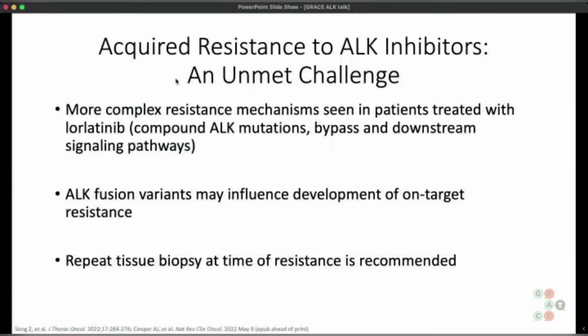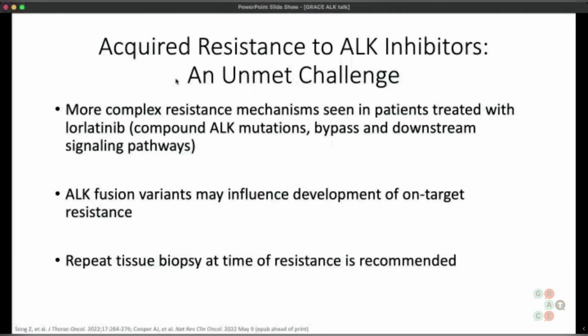We know that the specific ALK fusion variant may influence the development of on-target resistance. So I think it's really interesting work that has recently discovered that maybe the specific variant will be able to predict what the resistance mechanism will be that develops.